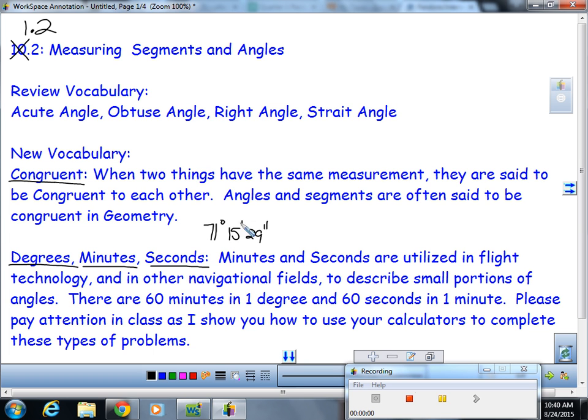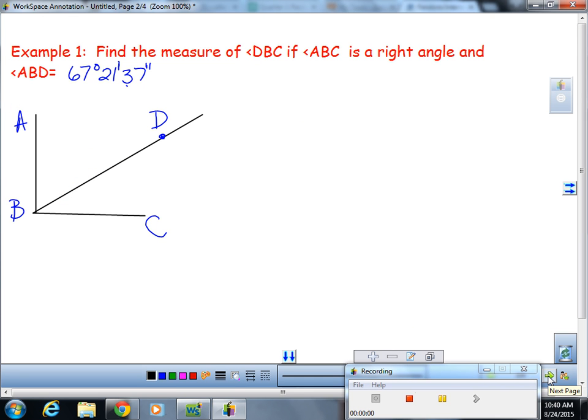There are some challenging problems that go along with this section as well, and with the remainder of this video we will just focus on doing some types of problems from the homework. Okay, find the measure of DBC. If ABC is a right angle, so we know that ABC is 90 degrees. Okay, and it's given to us that angle ABD is 67 degrees, 21 minutes, and 37 seconds.